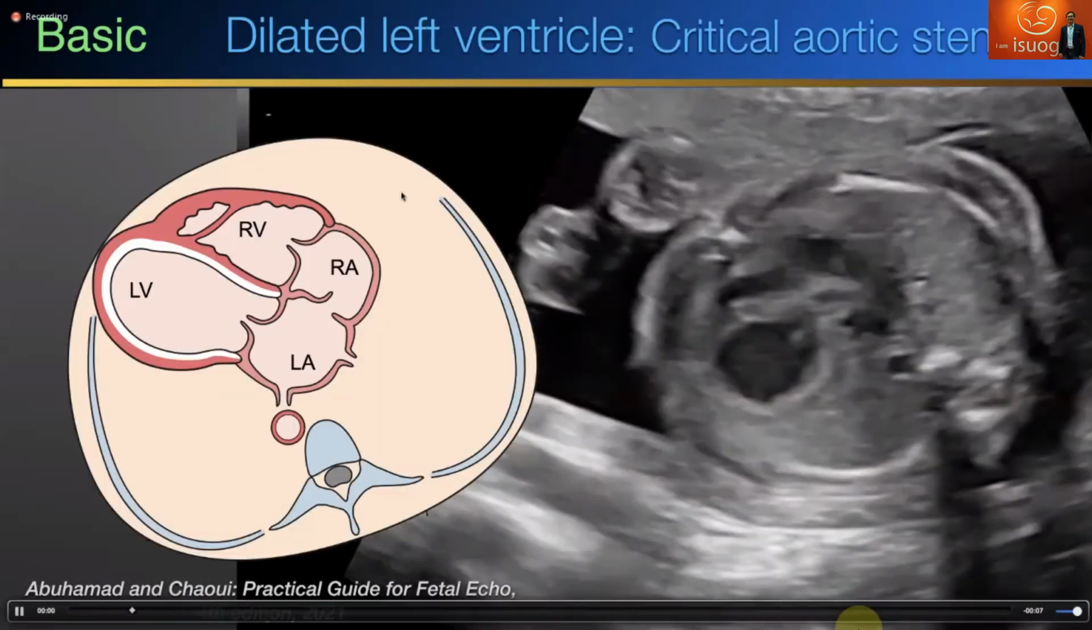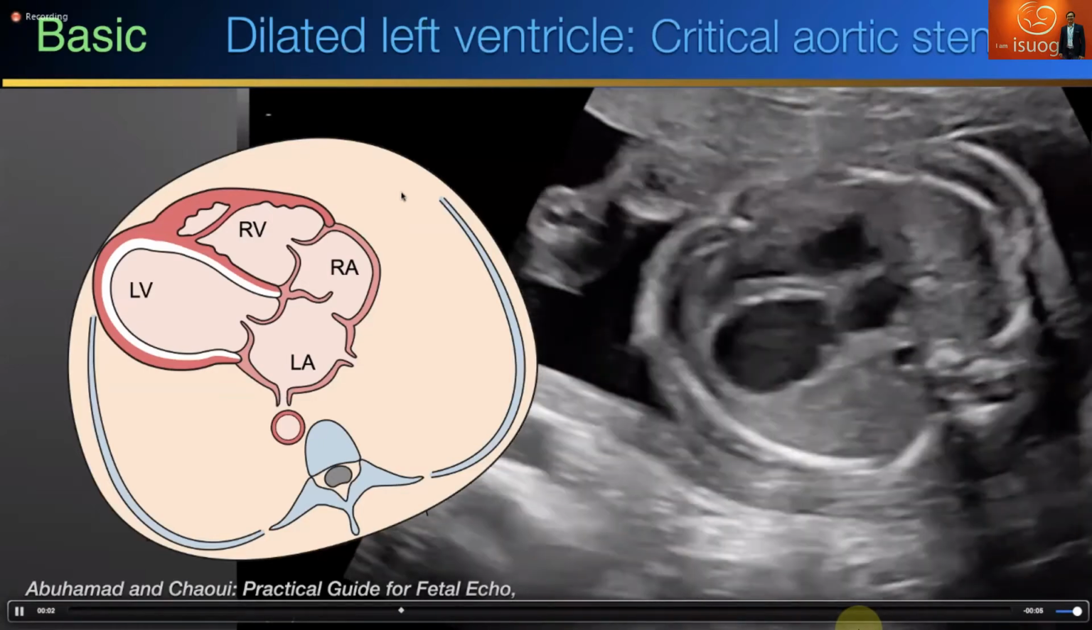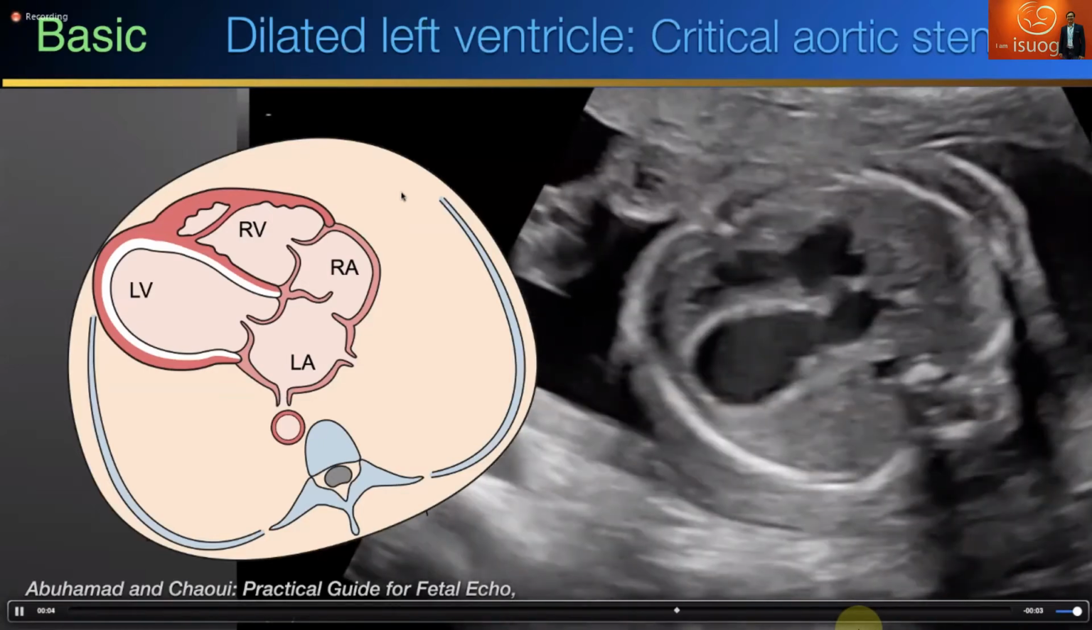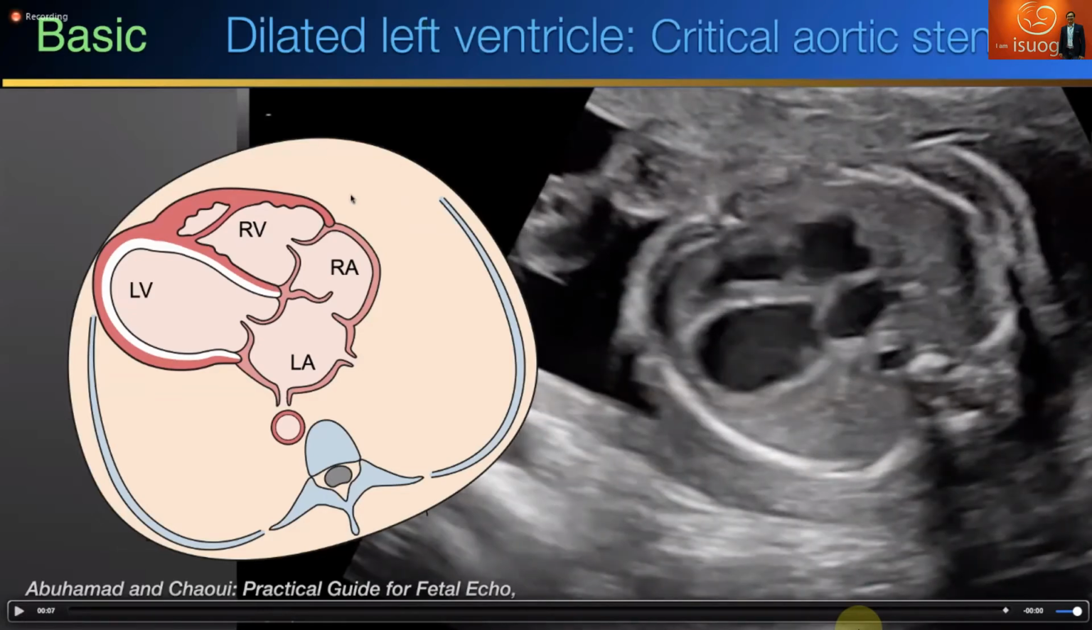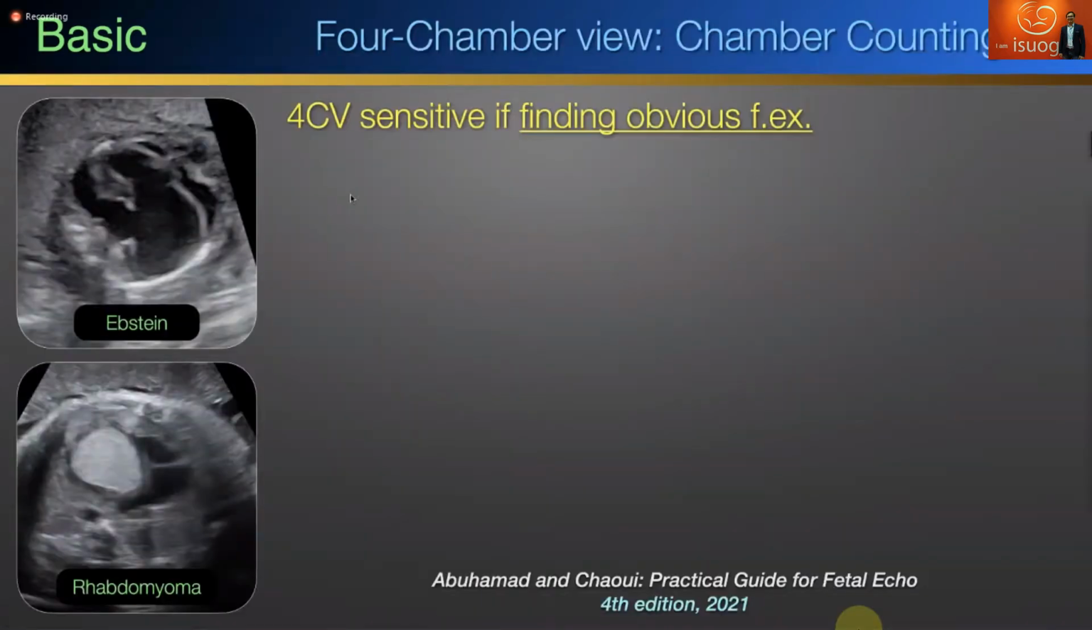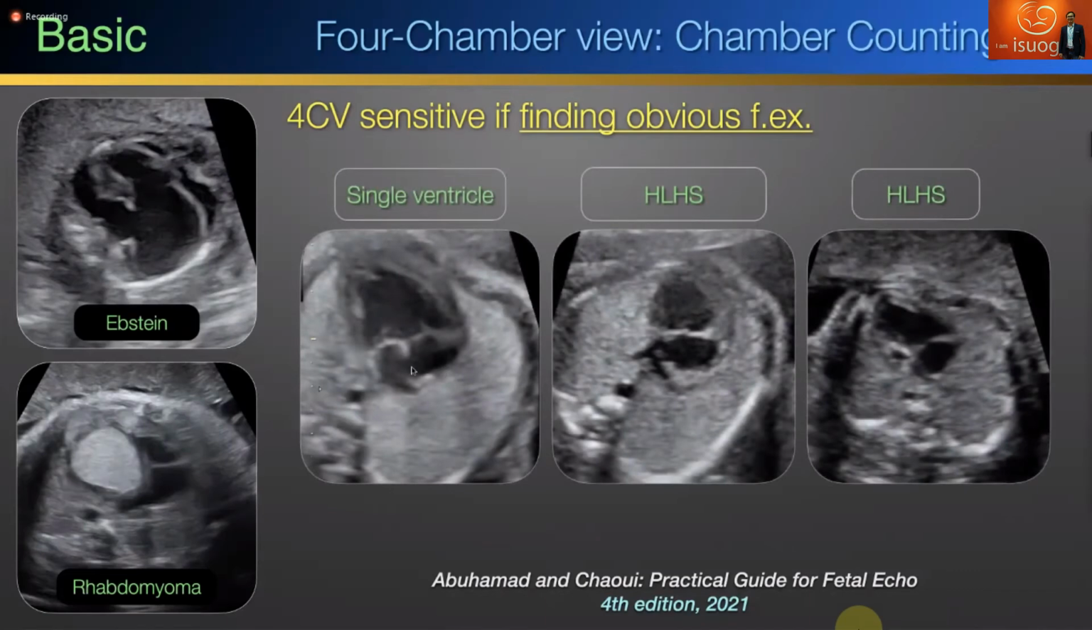Obvious findings also are when the left ventricle is enlarged. In rare cases of critical aortic stenosis, we see a huge dilation of the left ventricle. Furthermore, when we are counting the chambers in the four-chamber view, we see that there is one chamber missing. So you see here a single ventricle. We don't see the four-chamber view. We have one chamber here, one chamber here, one chamber here.